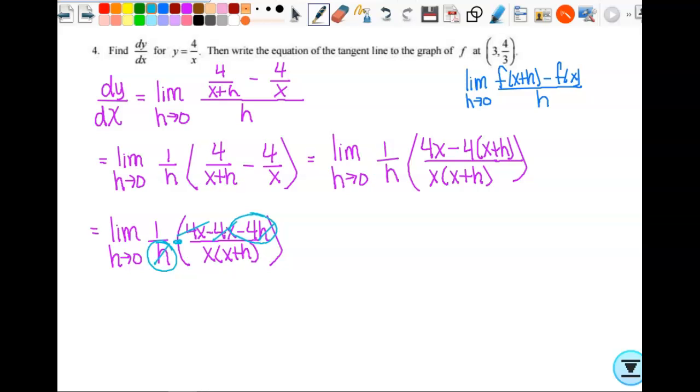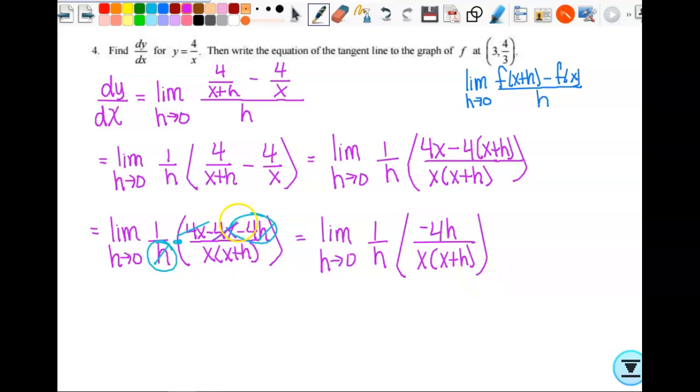So I'm going to ignore the blue stuff for a minute, and I'm going to rewrite this so there's less there. I think when there's less there, it makes a little bit more sense. I have the limit as h approaches 0 of 1 over h times negative 4h over x times x plus h. All right, so that's what I actually have once these two things zero out.